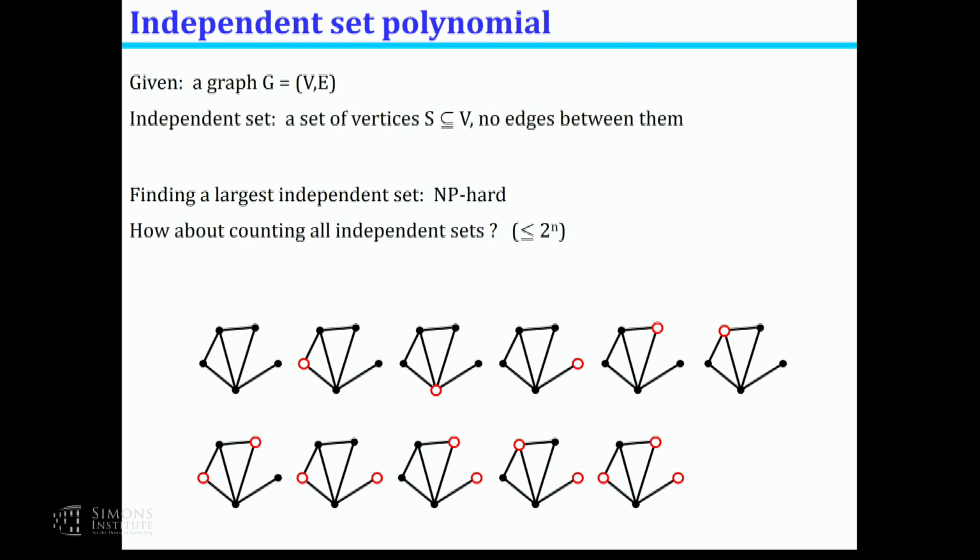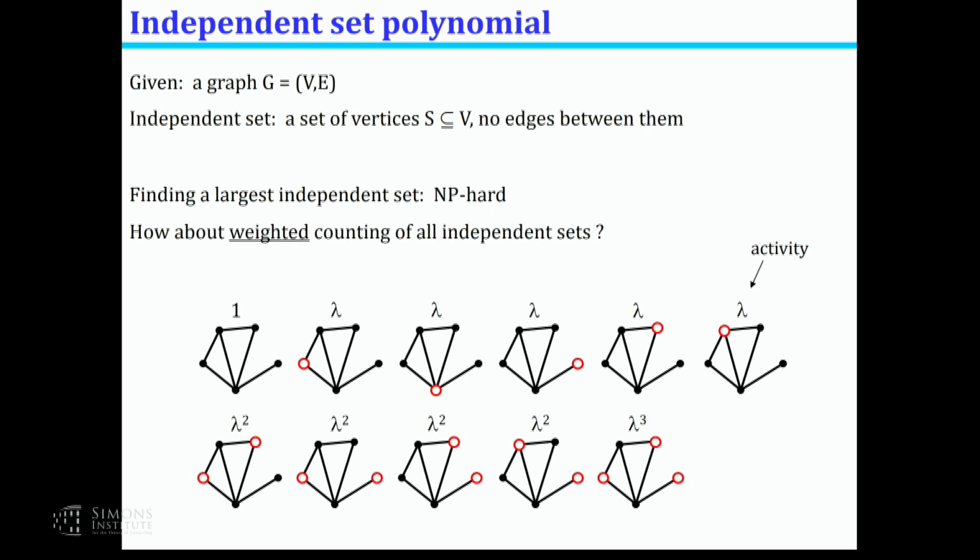But the problem is that of all independent sets, there can be up to 2 to the n of them, so exponentially many, which from a computer science perspective is a problem because we don't have that time to enumerate all our independent sets. Well, and then there is yet another version of the problem, and that is a weighted counting of all independent sets. So now we have a certain parameter, this lambda, that we will call activity. And what it does is give us a way of fine-tuning whether we want to go for small independent sets or large independent sets.